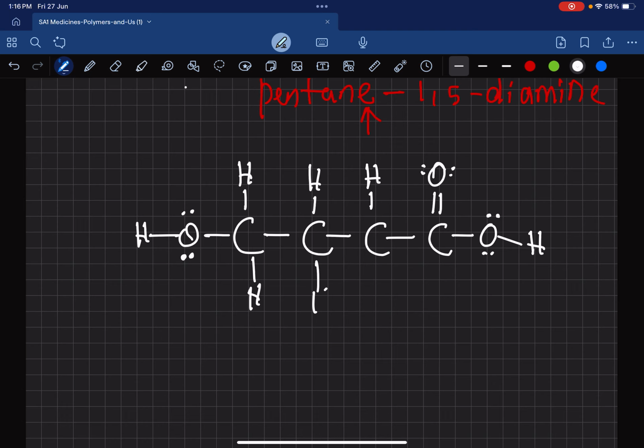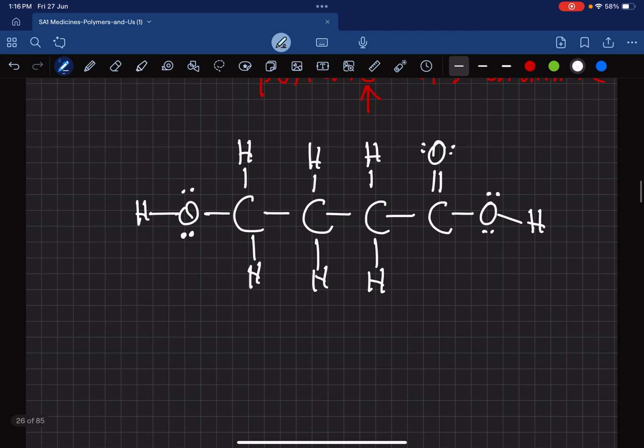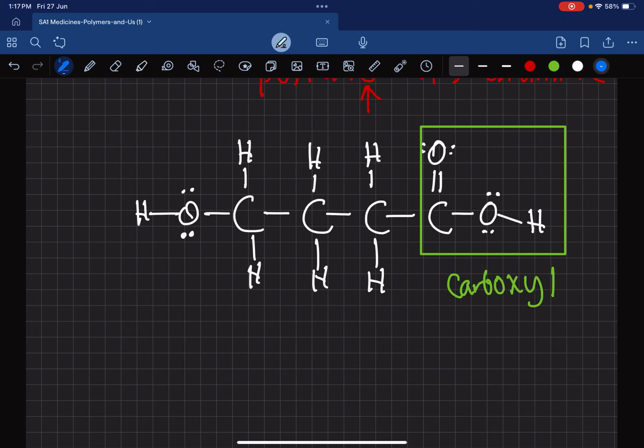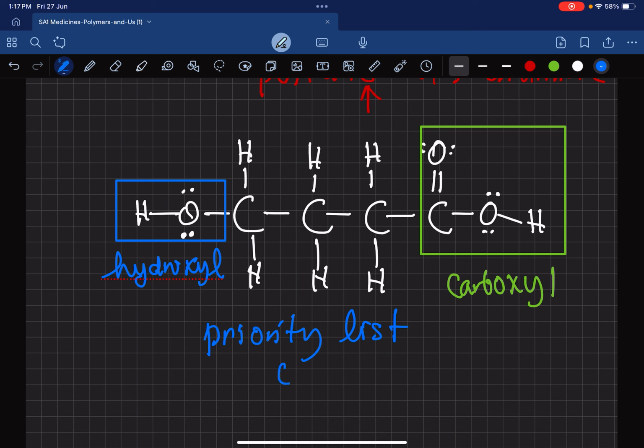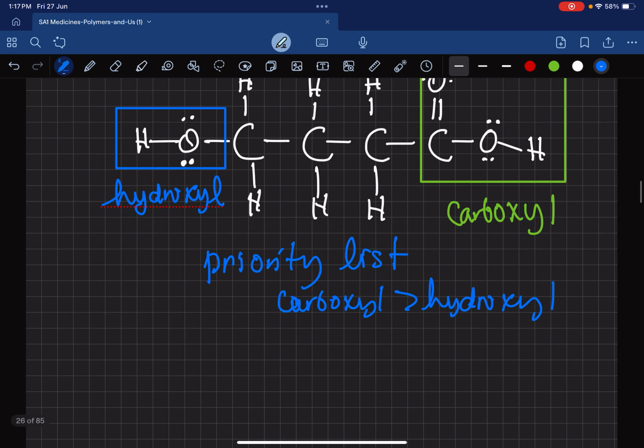When you have two groups like this, so there is one group that looks like this, a carboxyl group, and then you have another group over here. This is a hydroxyl group. You have these two groups in the same molecule. So there is a priority list. In the priority list, carboxyl is higher priority compared to hydroxyl. So the hydroxyl is second place.